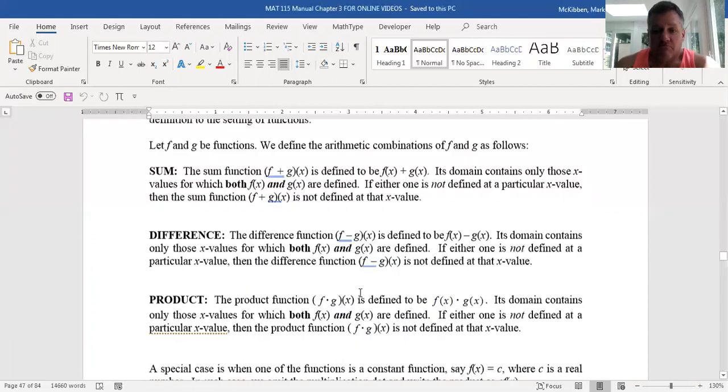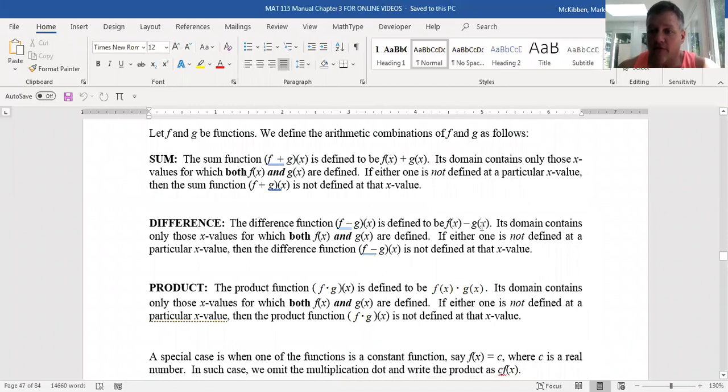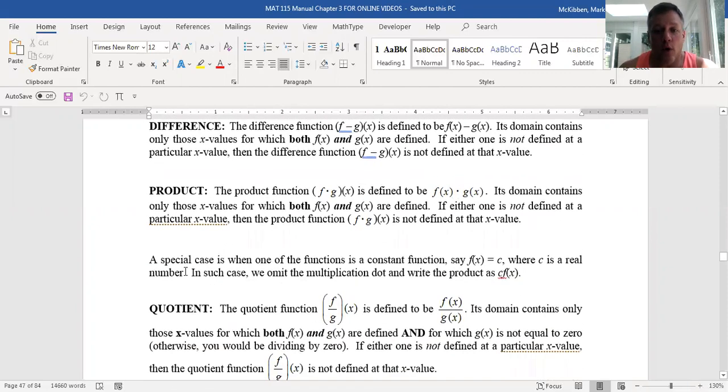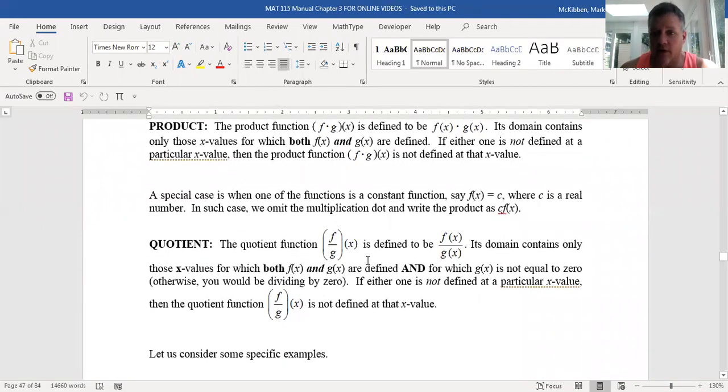For the difference, same idea. As long as both f and g are defined at x, the difference function is the difference of those functional values. You just subtract them. Product is the same way. Quotient is the same way, right? Only here you have to make sure that not only are f and g defined at x, g of x cannot be 0, right? If g is 0, then you're dividing by 0, and you can't do that.